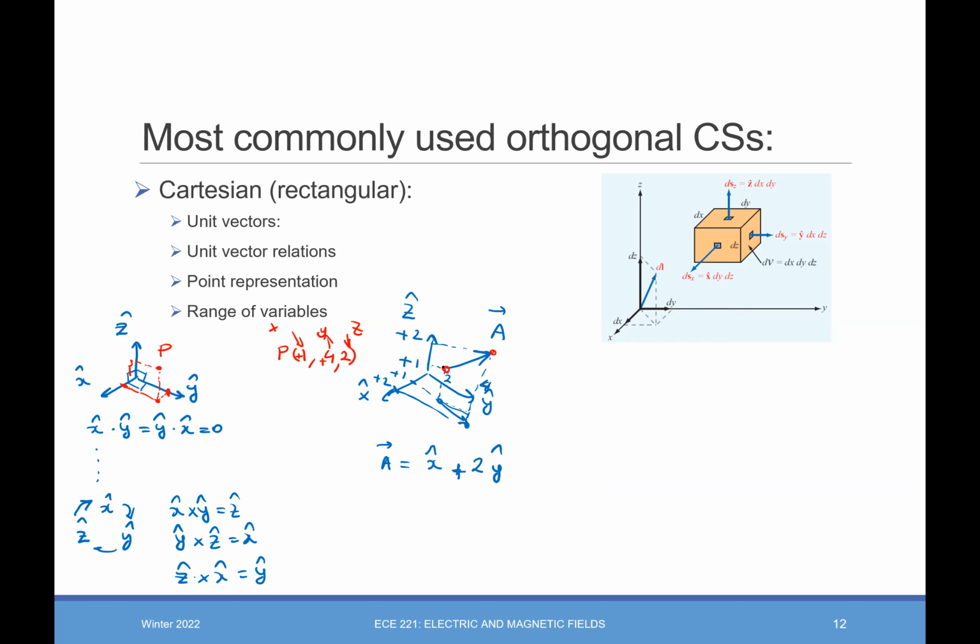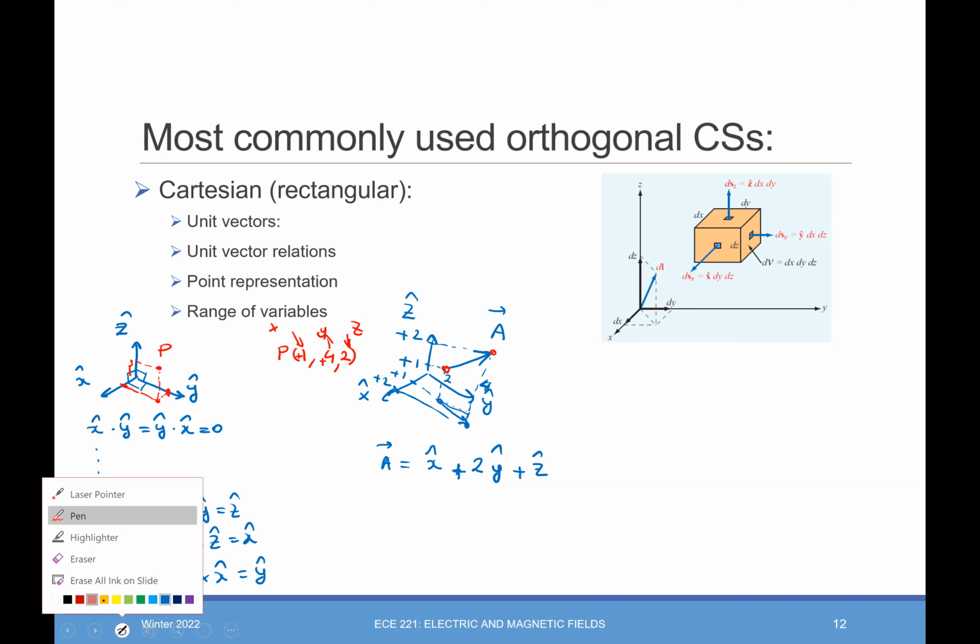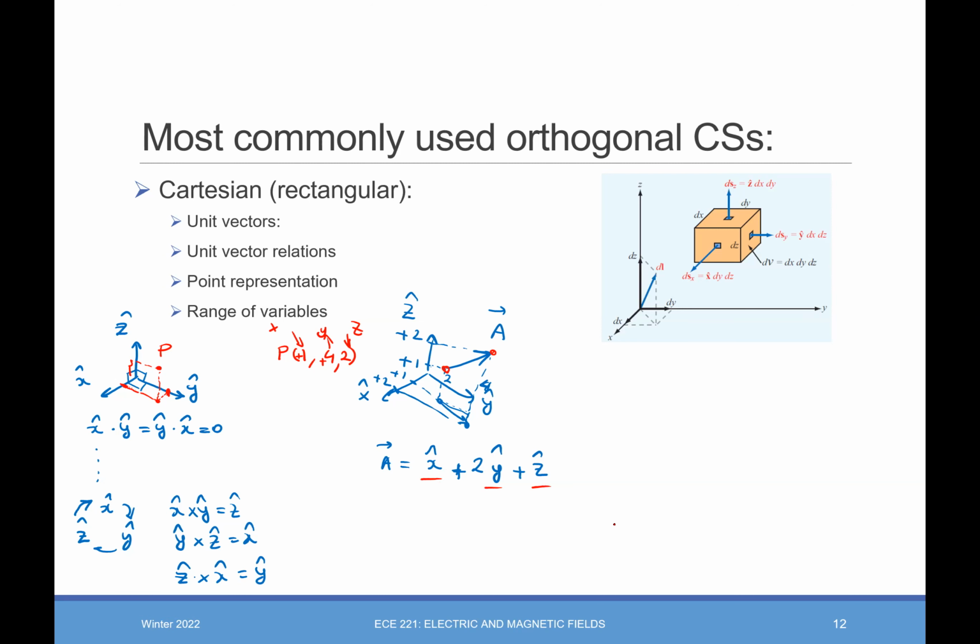Now let's go for z hat. How much did this vector move in z hat direction? Exactly, 1 z hat, because this started from point 1 on the z axis and it ended up, let's say, at +2. So you see, when you're defining a vector in the rectangular coordinate system, you need to define it in terms of x hat, y hat, z hat.